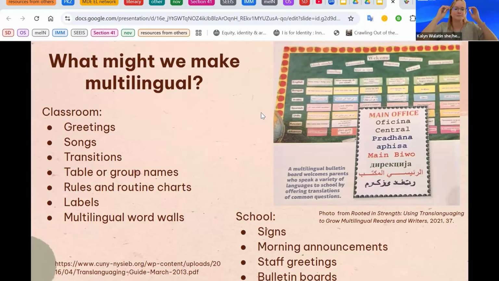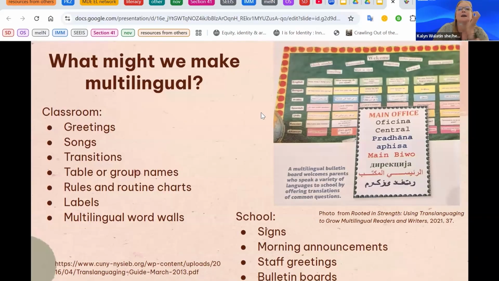Songs are another option, asking students and families to help you with that. Transition times, if you have students going from one group activity to another. Table or group names, your rules and routines, labels. You can have multilingual word walls. Across the school, morning announcements, partial or entirely bilingual, depending on how many announcements you have and the time, or just some of them. Bulletin boards. There's all sorts of things that you can think of.